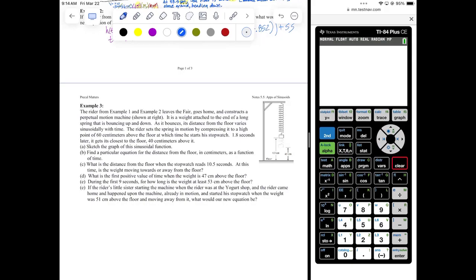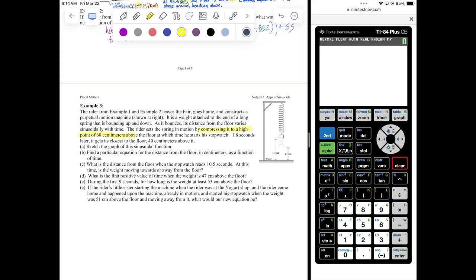Now, to make it more exciting, say the rider from examples 1 and 2 leaves the fair, goes home, and constructs this perpetual motion machine. So the rider sets the spring in motion by compressing it to a high point of 60 centimeters above the floor, at which time he starts his stopwatch. So he's timing it perfectly. He's going to push it up to the high point of 60 centimeters, compressing the spring, and let go as soon as he hits start on the stopwatch, so that's 0.